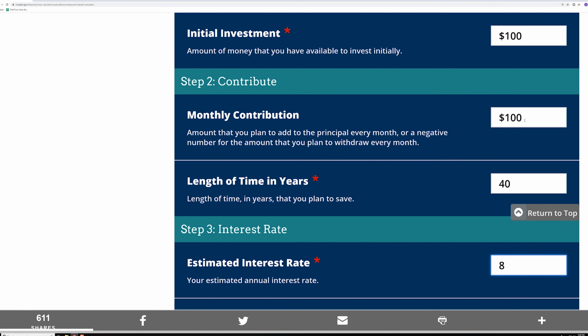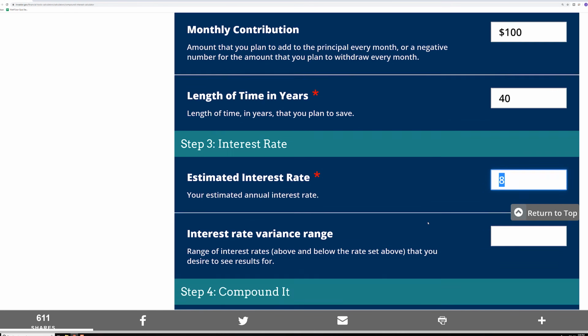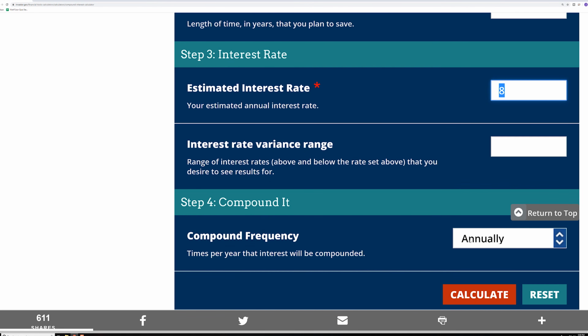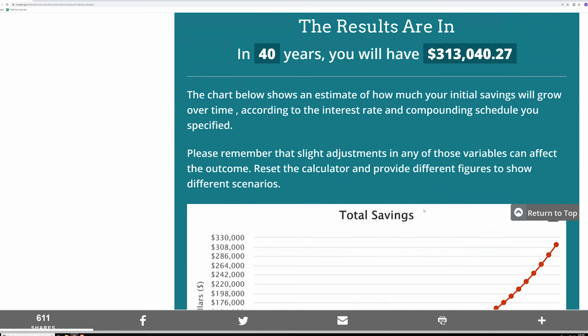You have an initial amount of money, how much money you're going to put in every month, how many years you're going to save it for, and what the interest rate is. And we're going to compound it annually. That means we're going to get 8% free money, that's the interest, every single year on the money that we're putting in. Let's calculate and see what the results are. All right, let's take a look.